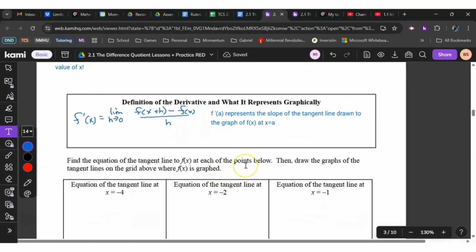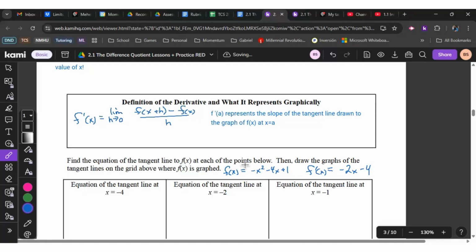All right, let's try and actually apply this a little bit, because we've already come up with our f of x. If I remember right, f of x was negative x squared minus 4x plus 1. And f prime of x, when we found it, was negative 2x minus 4.